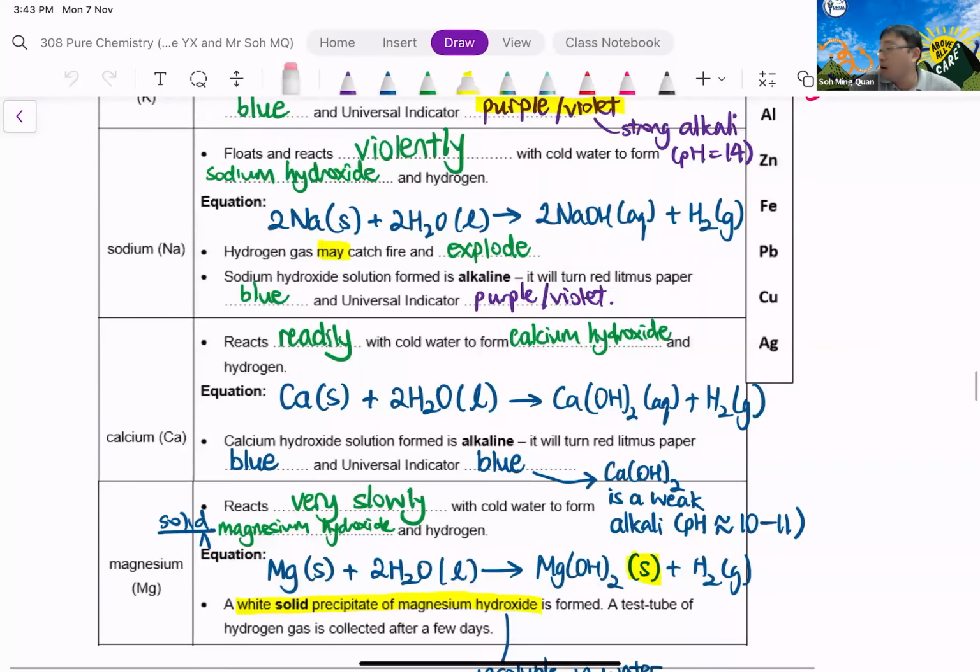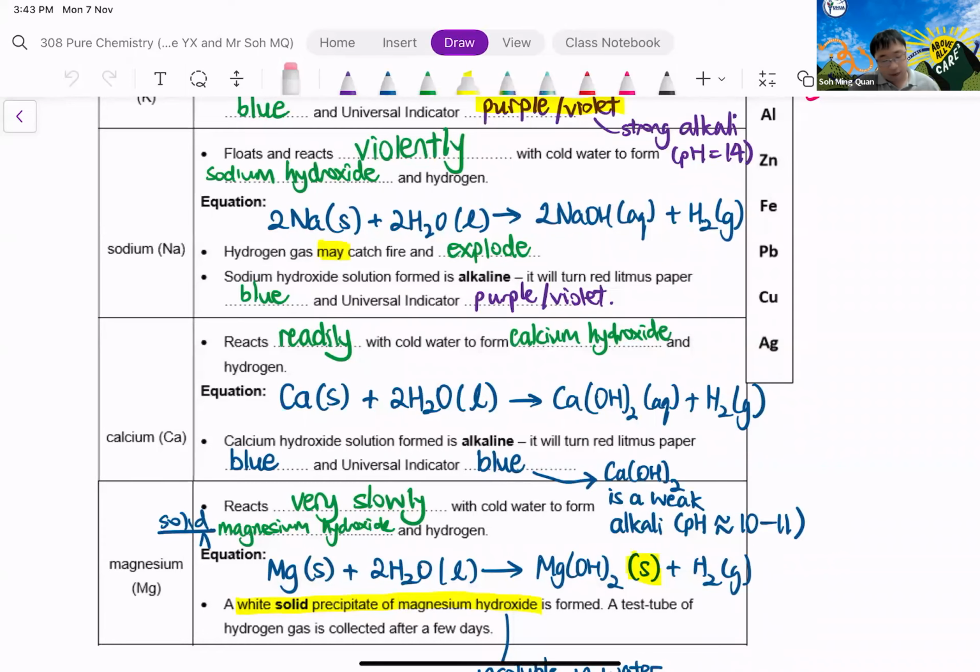If you read, magnesium reacts very slowly with water. Does it mean that magnesium is unreactive? No. In fact, the fact that it reacts slowly with cold water means it's quite reactive, because it actually reacts, as compared to other metals like iron, lead, they don't even react with water. Therefore, we can conclude magnesium must be one of the more reactive metals in the series because it reacts with water, despite it being slow.